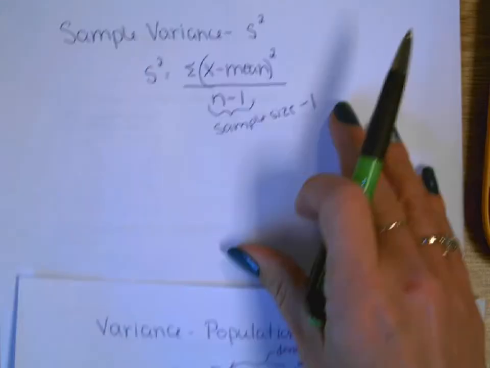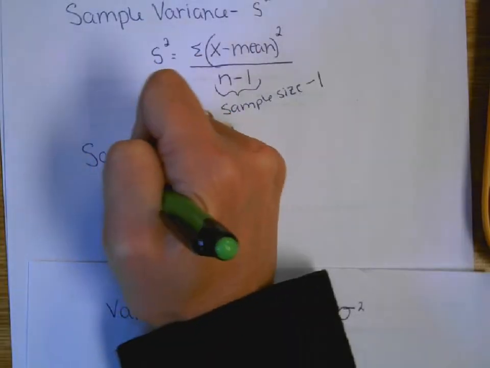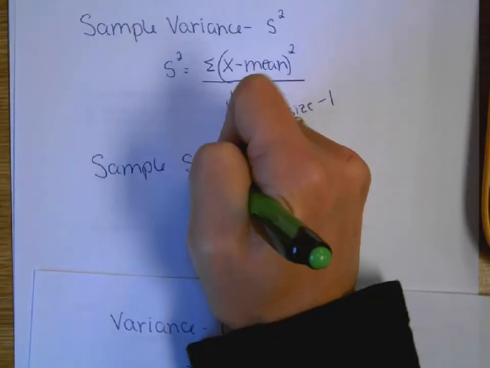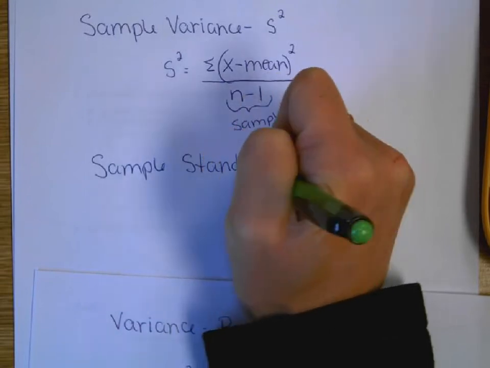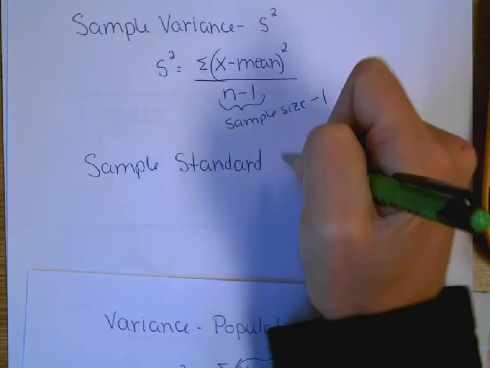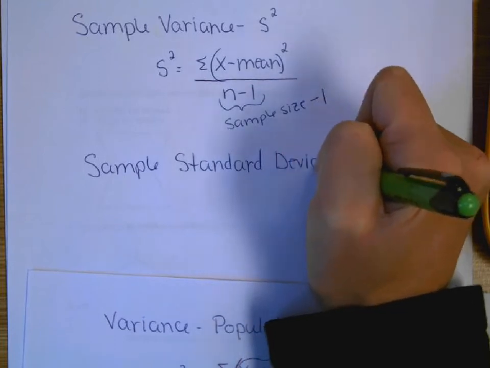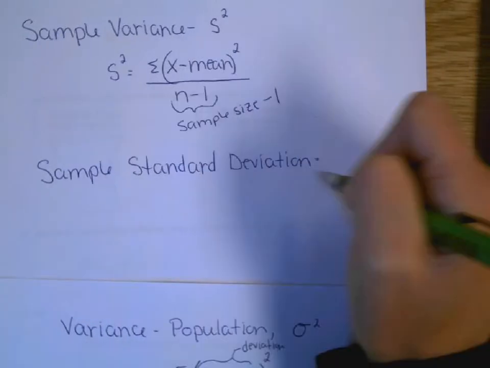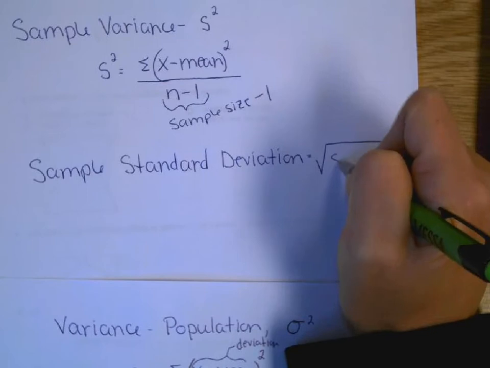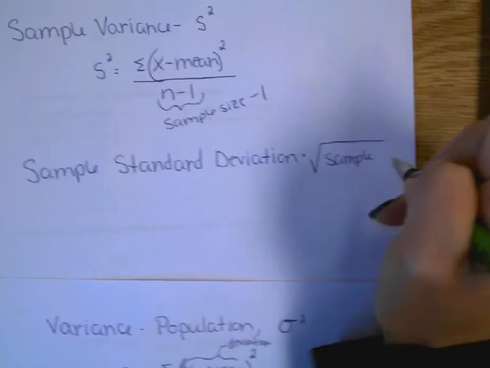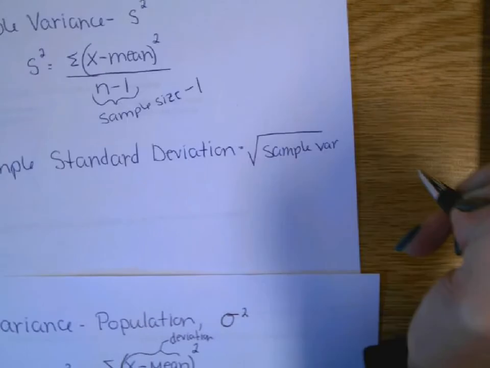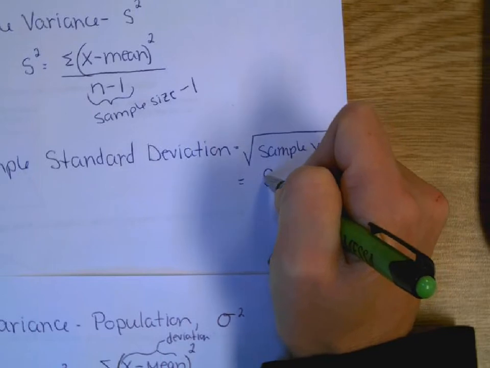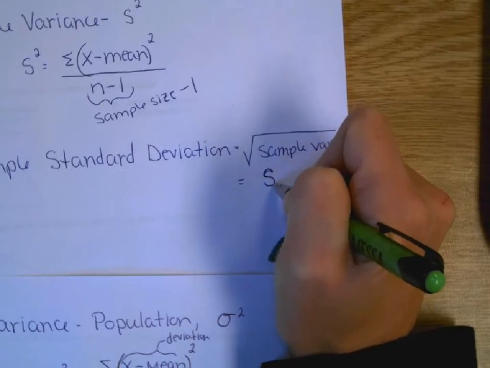Standard deviation for a sample, still the same connection. It's just the square root of that. So sample standard deviation is the square root of sample variance, so its symbol is going to be just a lowercase S. And these symbols will become very important tomorrow.